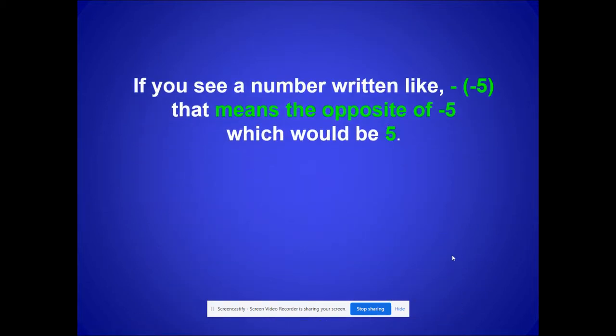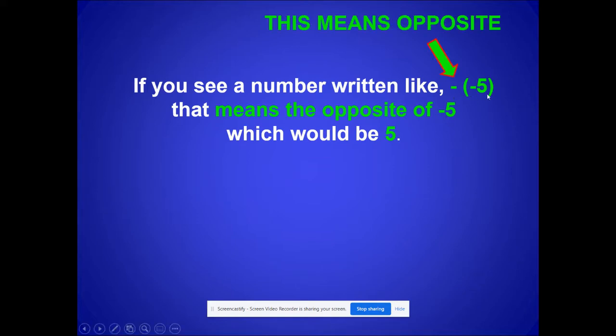If you see a number written like this, it means the opposite. So this would read the opposite of negative 5. The opposite of negative 5 would be 5.